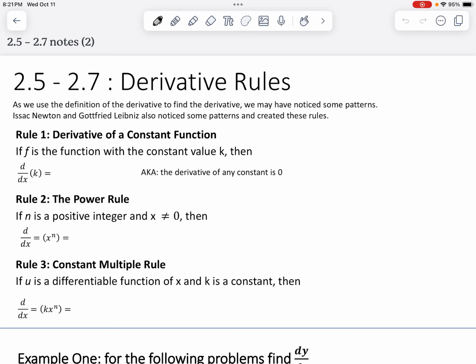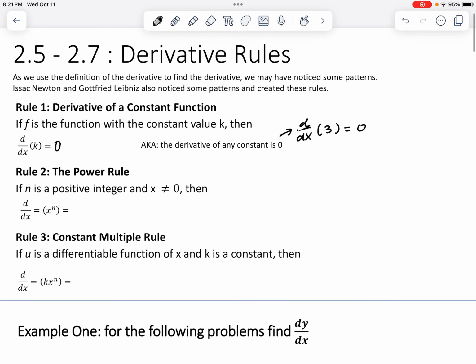If f is the function with the constant value k, then the derivative, that's what d/dx means, the derivative of k is 0. The derivative of any constant is 0. So the derivative of 3 would be 0. The derivative of a million is 0. The derivative of 1/3 is 0.